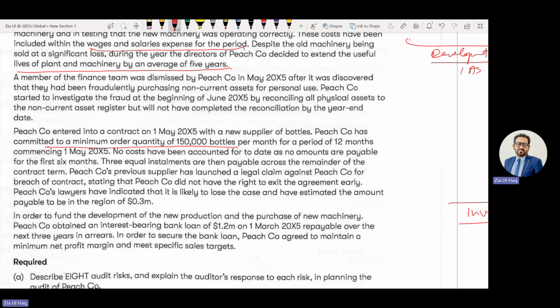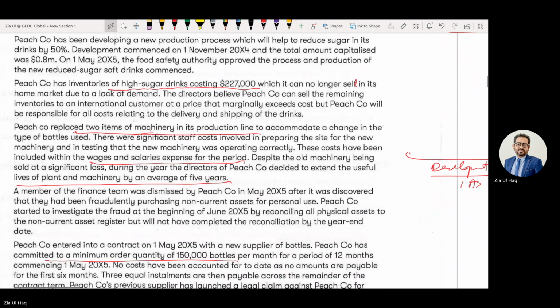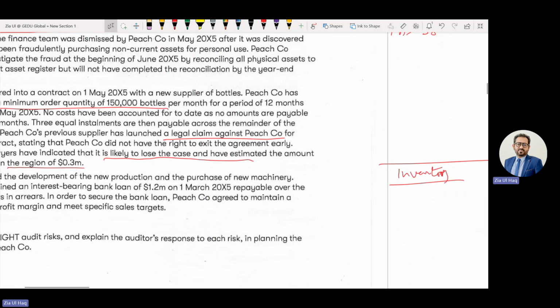Peach Company's previous supplier has launched a legal claim against Peach Company for breach of the contract, stating that Peach Company did not have the right to exit the engagement early. Peach Company's lawyers have indicated that it is likely to lose the case. I mean, there is a probability, and have estimated the amount payable to be in the region of 0.3 million, and 0.3 million is 300,000 as compared to 153,000 is material. And per IAS 37, provision is required.